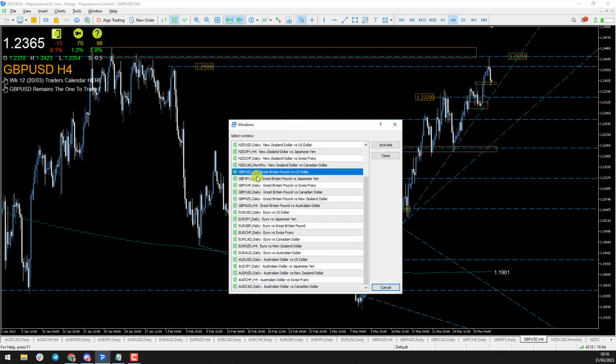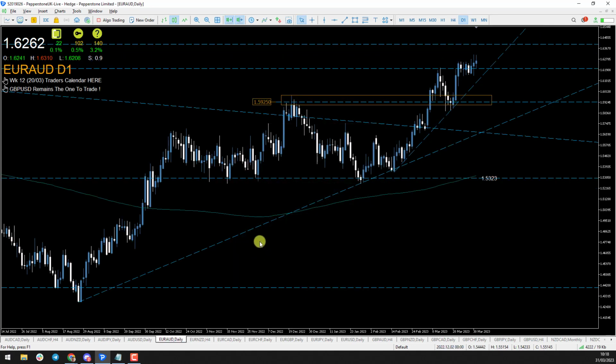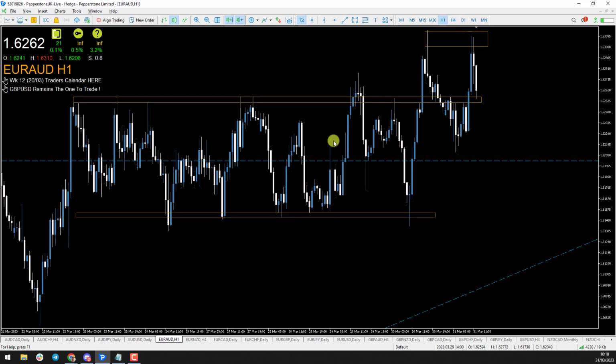I don't want to take up too much of your time, so I'm only going to briefly go over these, but the last pair that we talked about this week that performed really well was Euro Aussie. We were looking for longs in this market, and in particular, if we go to the hourly time frame, we were looking for longs down in here. And if you took that long position in there, you would have done at least 110 pips to the upside.